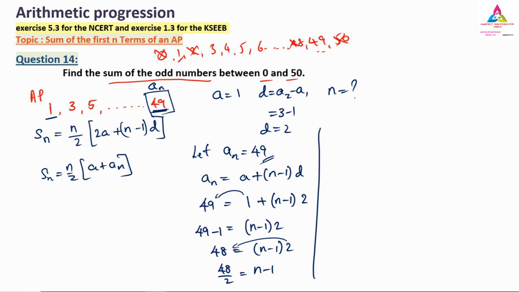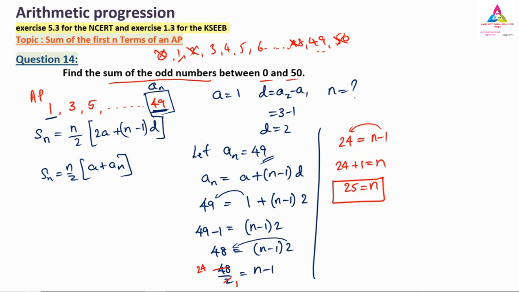Next is the calculation part. Very importantly, now we have to simplify. 2 1s are 2, 2s are 4, 2 4s are 8. So 24 is equals to n minus 1. So 24, keep it as it is. Minus 1, if you bring this side, it will become plus 1, that is equals to n. 24 plus 1 is 25. That is our n value. We found the n value now.